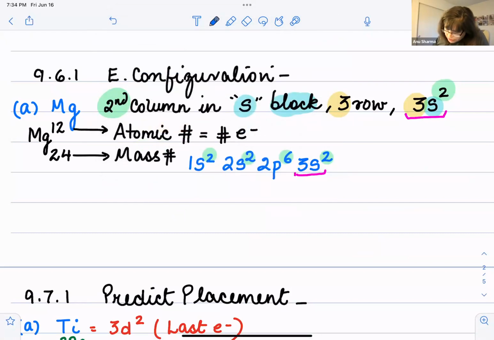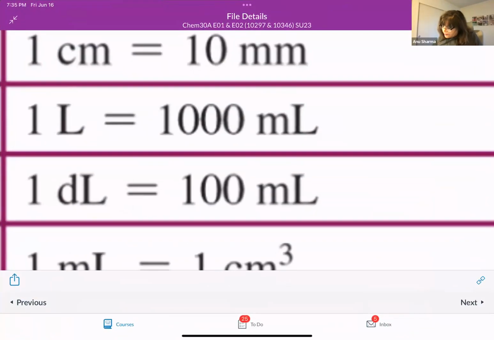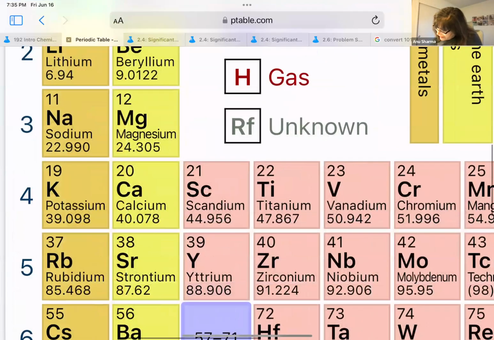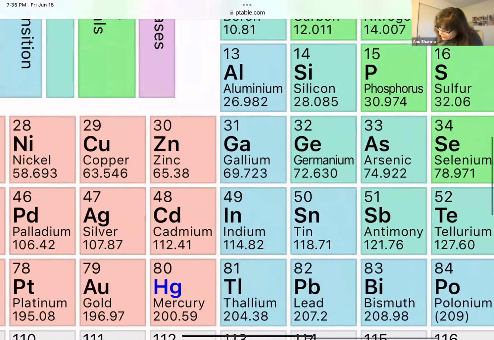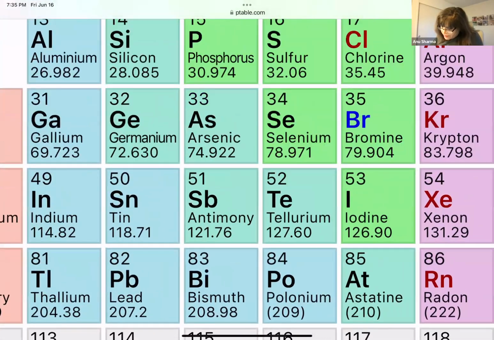Let's do B, let's say, lead. Okay, lead. And we're going to write down both the condensed and so lead. How many electrons does lead have? Lead has got 82 electrons. Okay, 82. And where is lead placed? Let's look at lead. Lead is placed here, PB, right here, 82.